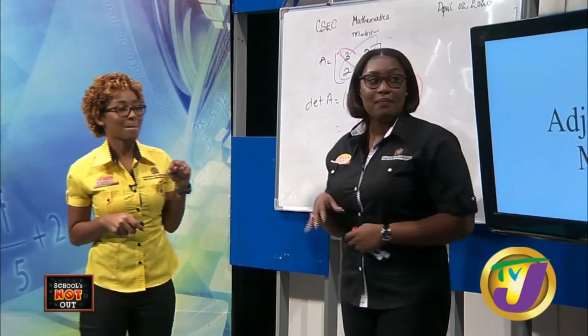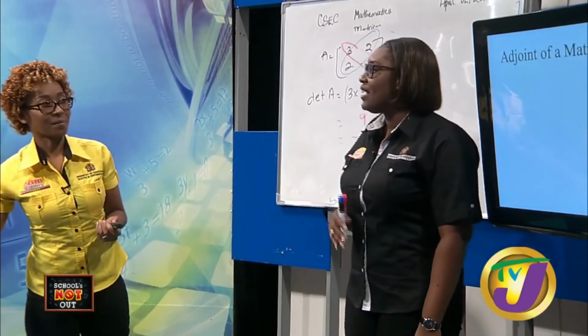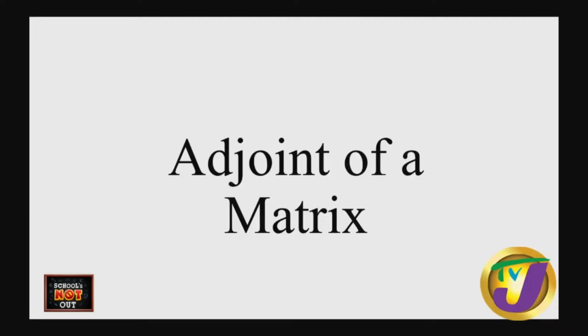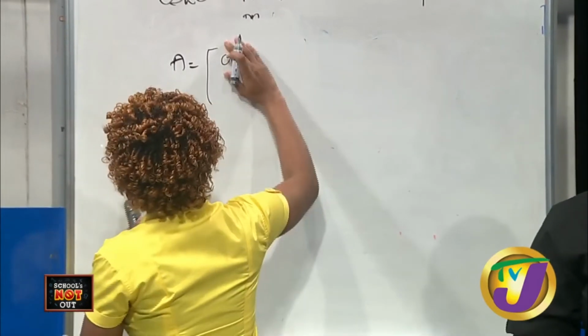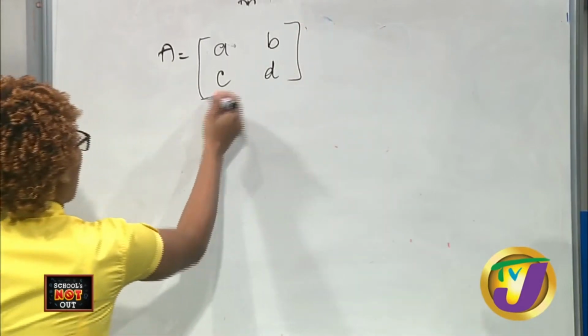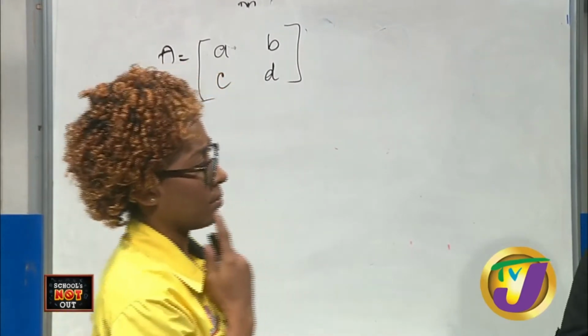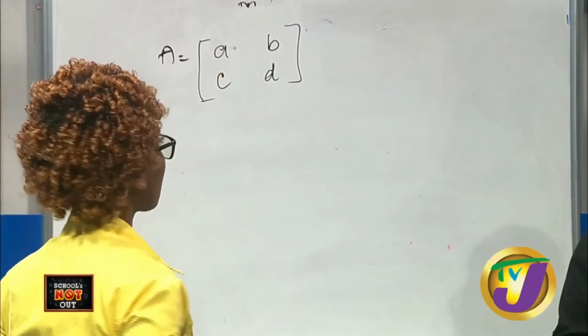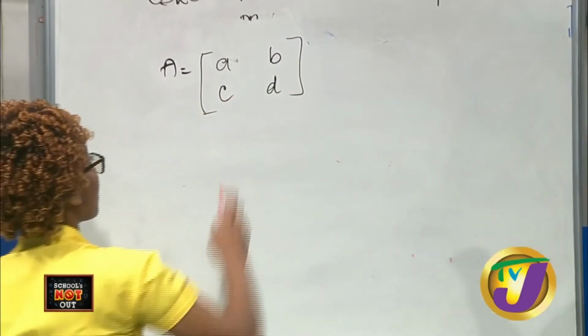So another important part of matrices is the adjoint of the matrix. So here we need to look at how we find the adjoint of the matrix. All right. So here, for instance, if we're given a matrix A, and we're told that matrix A has elements A, B, B, C, and D. What exactly are we supposed to do with the adjoint of the matrix? Okay. So we have to interchange the positions of the elements on our leading diagonal. So in this case, it will be A, D.